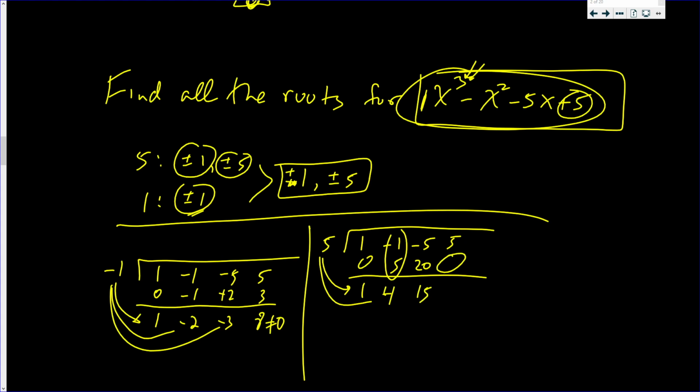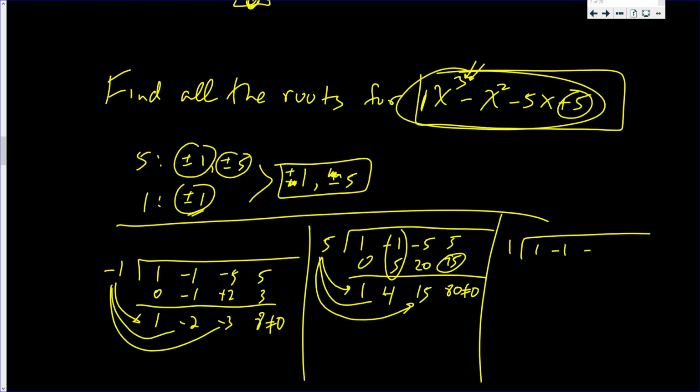Now, we really want negative 5 there to get 0. Positive 5 times positive 15 is not going to be negative 5. It's 75. We get 80, which is not 0. That means positive 5 didn't work. Let us try 1.